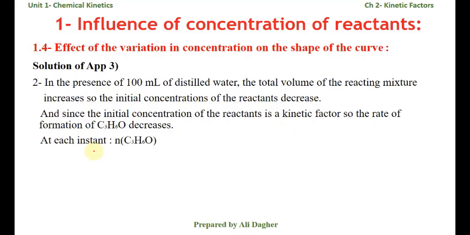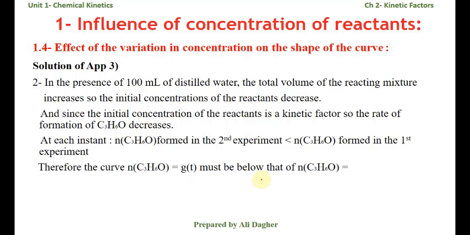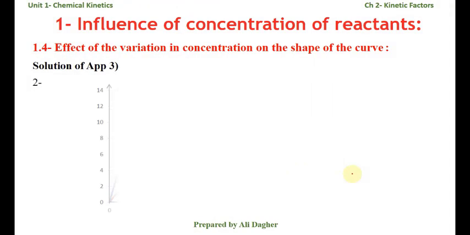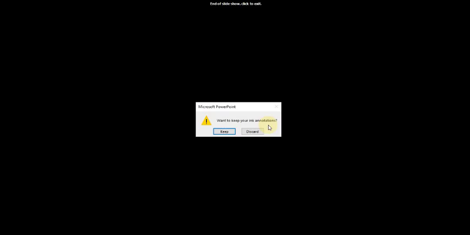Then, at each instant, the number of moles of product formed in the second experiment is less than the number of moles of product formed in the first experiment. Therefore, the curve n C3H6O equal Gt must be below the curve n C3H6O equal Ft on the graph. The blue one is the old curve, number of moles C3H6O equal Ft. The red one is the new curve, n C3H6O equal Gt, below the curve representing the first experiment. This is the end of part 1, effect of variation of concentration on the rate of the reaction.